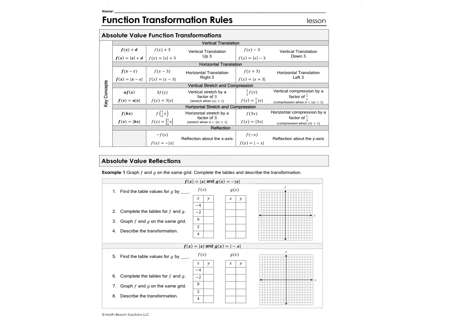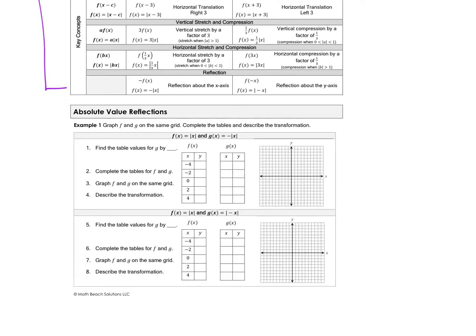Okay, so on this first lesson in Unit 2, we're going to be looking at function transformation rules. And really these rules apply to any type of function that we've gone over, but we're just going to be looking at absolute values. So this first section you need to look at for your key concepts for each type of transformation. So we're going to look at the first example.